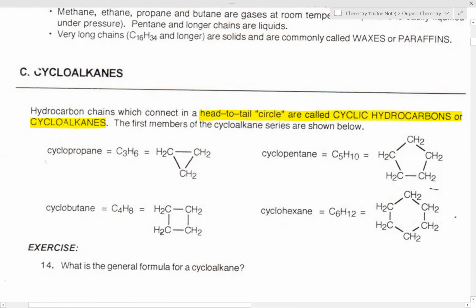Now, if any of you are planning to take biology 12, you are going to be learning about sugars, fructose, lactose, glucose. All those, their main chains are the cyclohexane or cyclopentane and how they are joined together. Okay, so if I said it's a cyclohexane ring, you should know that it means 6 carbons, all single bonds in a circle. That's what a cyclohexane is. Okay?